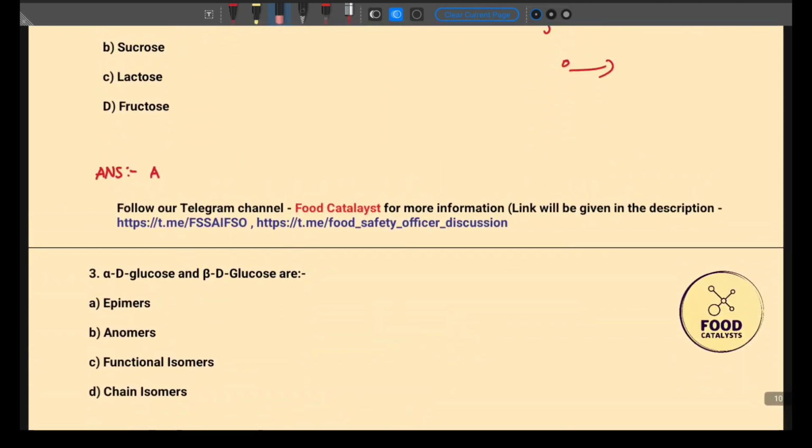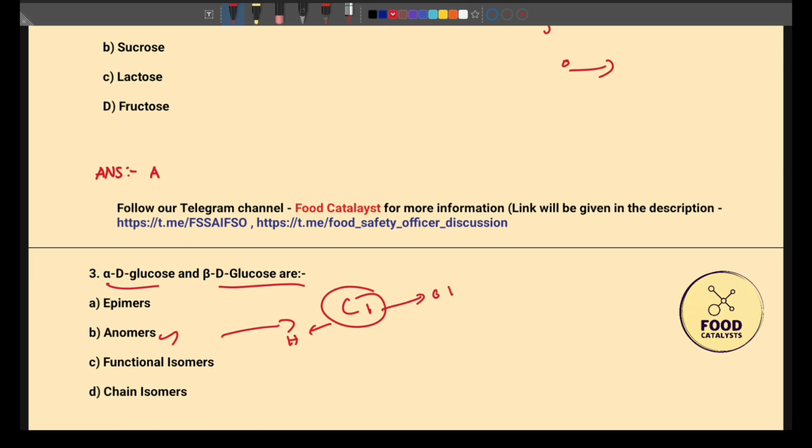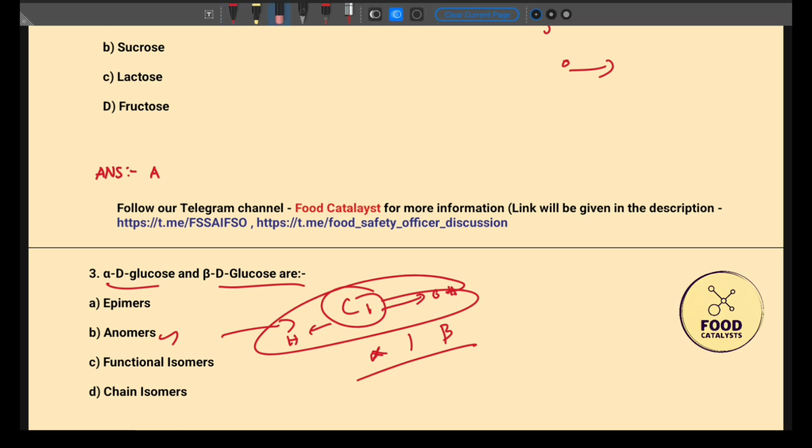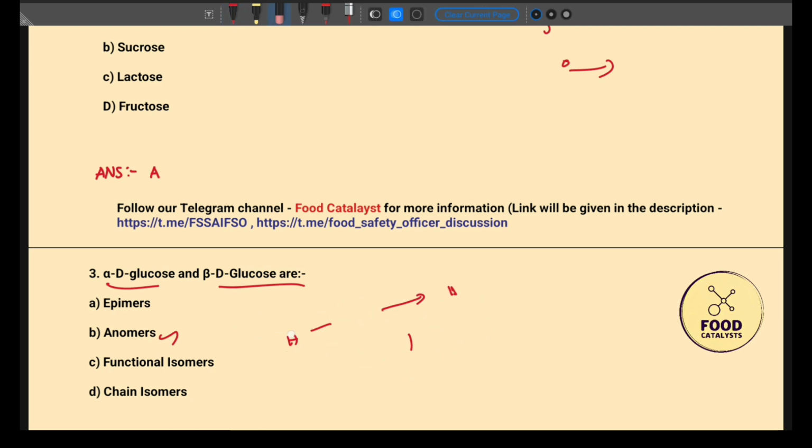So next question. Alpha D-glucose and beta D-glucose are what? They are anomers. And how do we say this is anomer? Because the anomeric carbon, which is the first carbon, has an asymmetric arrangement of H and OH. Because of the asymmetry, it will produce two types of molecule, which is alpha and beta. So alpha and beta glucose are ultimately called anomers. So the option is B.